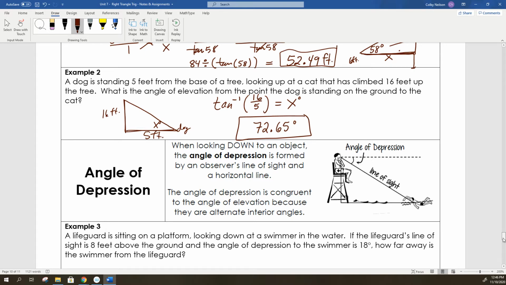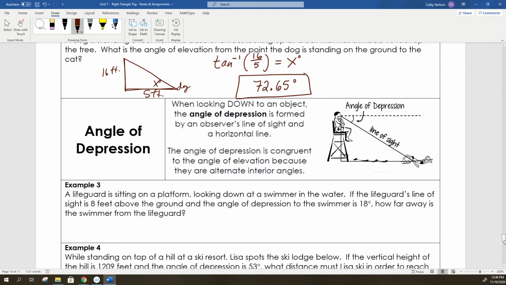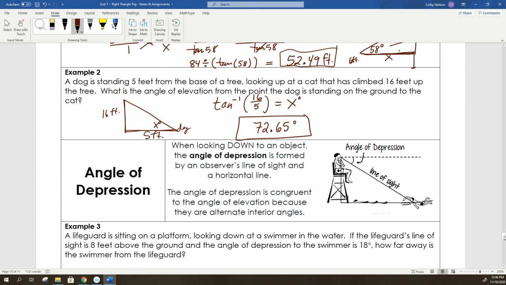Angle of depression. Angle of depression just means now we're looking from some horizontal line of sight down to something. So we're starting from being up above, down to something else. Like in this picture, you can see the lifeguard looking down to a swimmer. So from his horizontal line of sight down to some swimmer, this is the angle of depression.